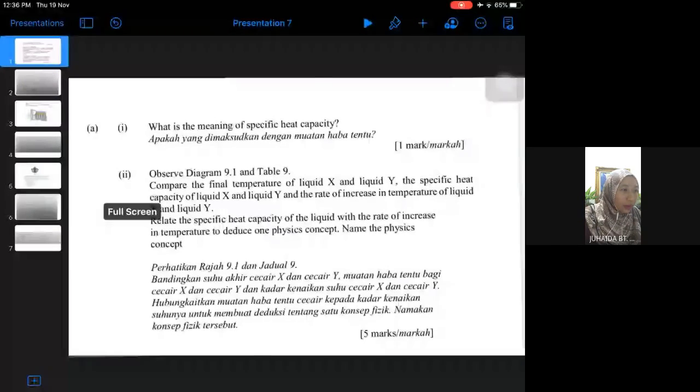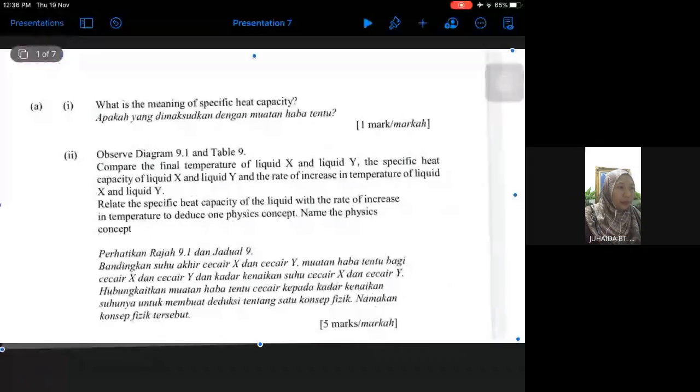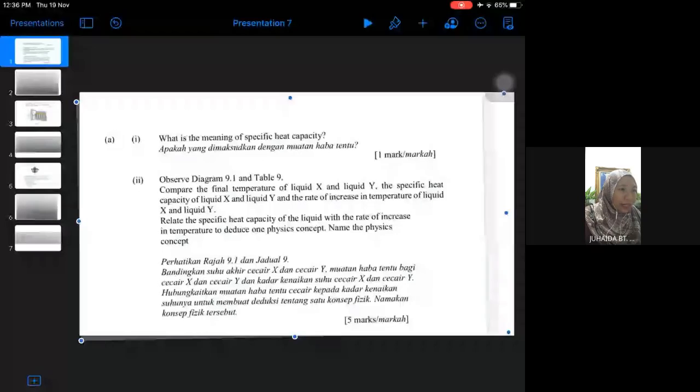A2, the question is compare the final temperature of liquid X and liquid Y, the specific heat capacity of liquid X and Y, and the rate of increase in temperature of liquid X and Y. Relate the specific heat capacity of the liquid with the rate of increase in temperature to deduce one physics concept. Name the physics concept. So there are 5 marks, so there are 5 questions there. The first one is compare the final temperature of liquid X and Y. Second, compare the specific heat capacity of liquid X and Y. The third, compare the rate of increase in temperature of liquid X and Y. The fourth is relate the specific heat capacity of the liquid with the rate of increase in temperature. And the last one, name the physics concept. Okay, so there are 5 questions.